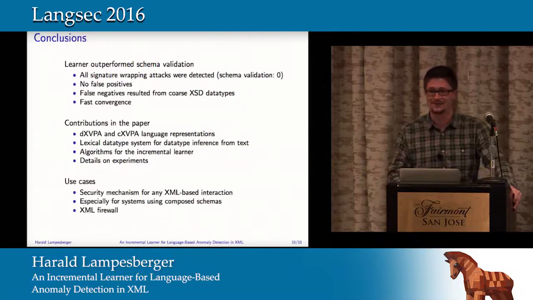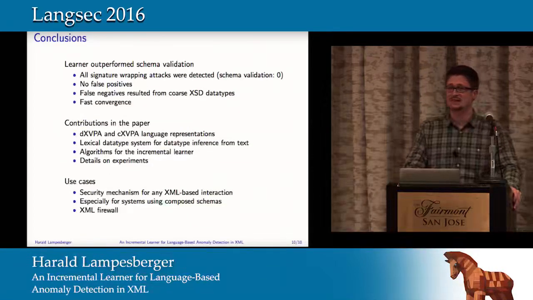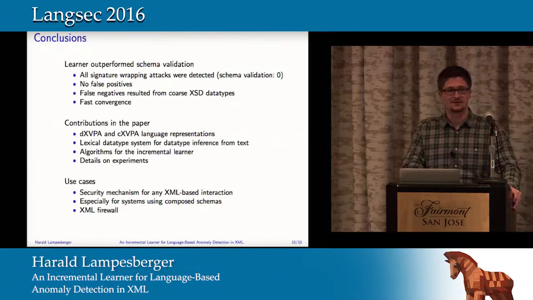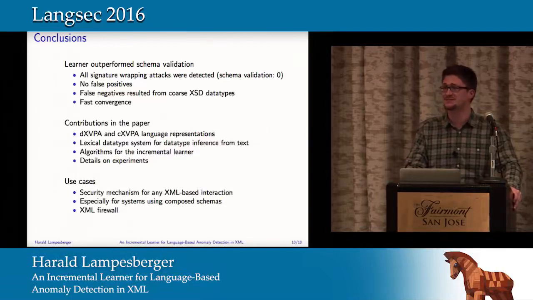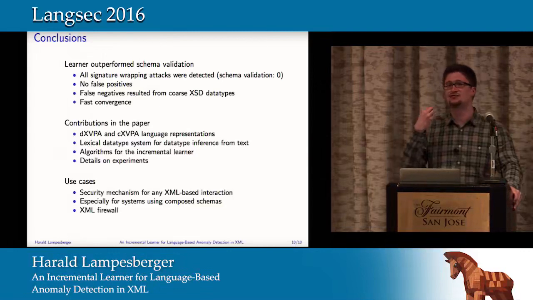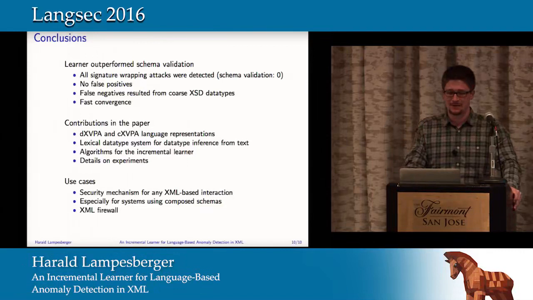So to sum up, in all the experiments, the learned representation outperformed the traditional schema validation approach. All signature wrapping attacks were detected using this method. The classic schema validation detects none of them because of the extension points. There were also no false positives. However, there were some false negatives. They were related to the data types, the data type abstraction of content. And if a data type gets too general, it might accept an attack there. And there was also very fast convergence in all the experiments.